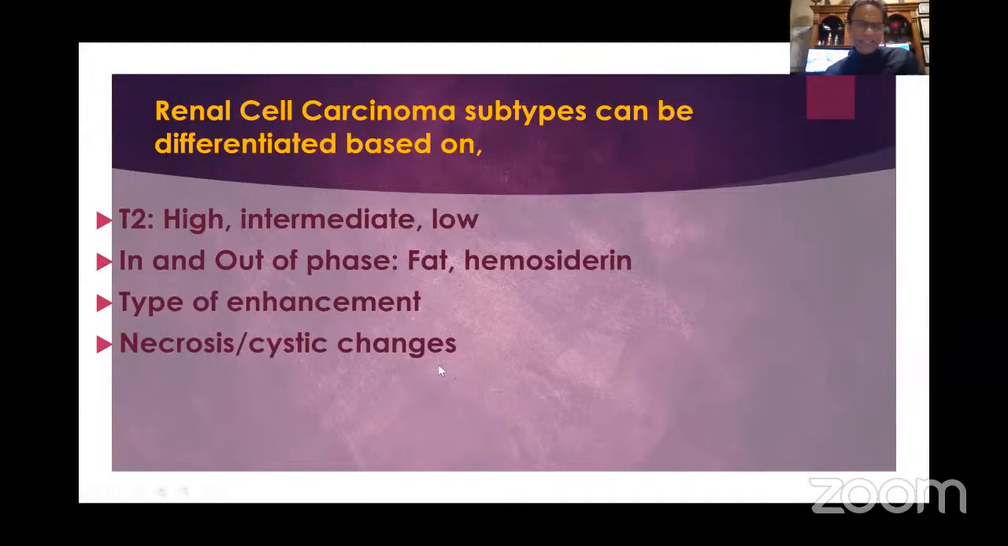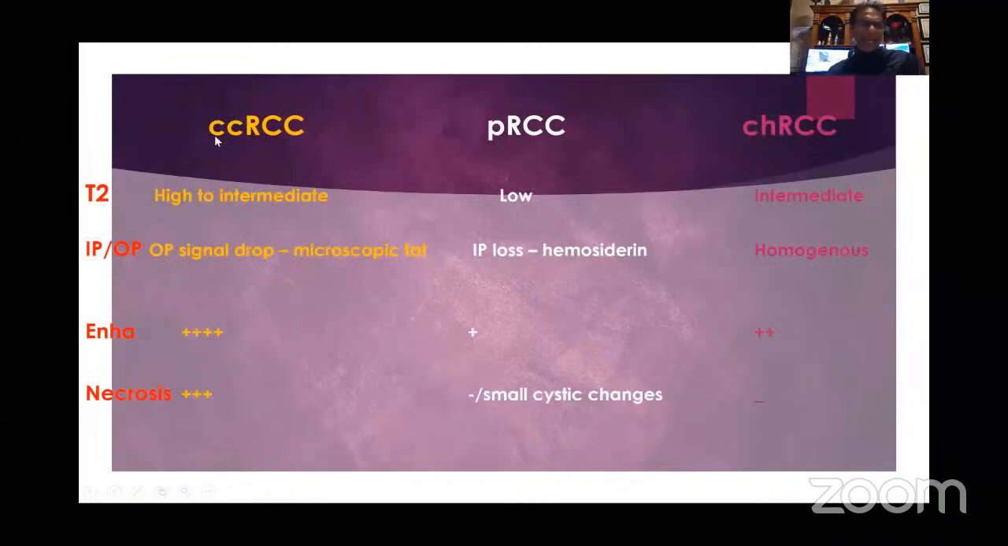So depending on this, we can see that in clear cell type renal cell carcinoma, on T2-weighted images, the lesion tends to be high or intermediate in signal intensity, compared with low intensity in papillary renal cell carcinoma and intermediate signal intensity in chromophobe type. On in and out of phase imaging, since clear cell renal cell carcinoma has intracytoplasmic fat, it is going to show drop in signal, usually uniform on out of phase imaging, which we saw earlier.